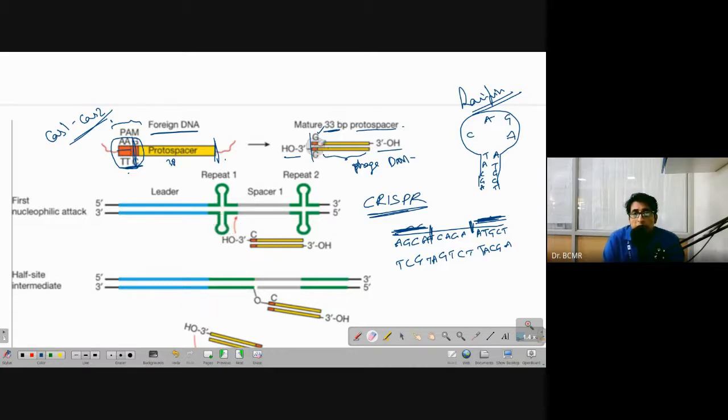So the question is, how does this protospacer get incorporated here? If it gets incorporated, there are two things we need to understand. First, how does this protospacer get incorporated into the CRISPR array? Second, how is it possible that this repeat is made again? If you remember transposition and target site duplication, then it's almost a similar concept here too.